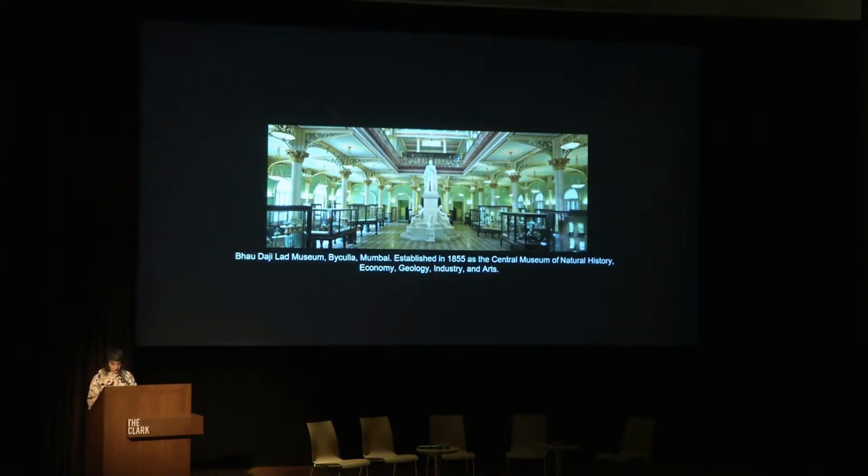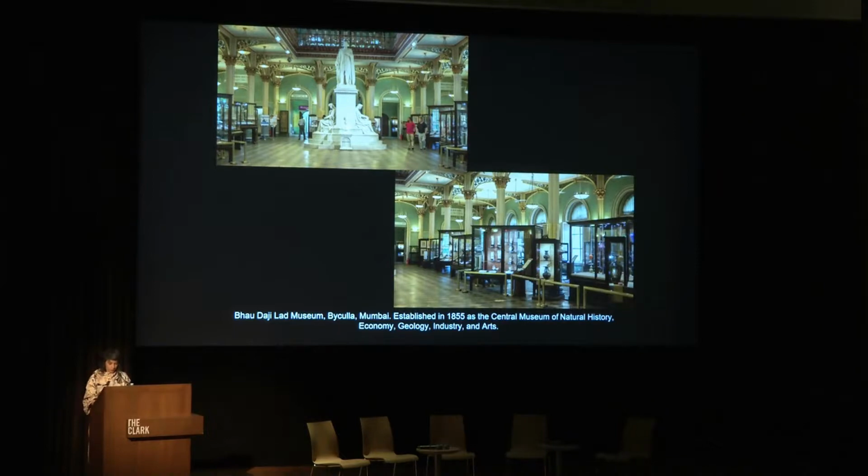All colonial art schools in India were attached to a museum, albeit one that was focused on trade and industry, with exhibits on geography and ethnography, such as the Bhau Daji Lad Museum, established in 1855 in Bombay as a central museum of natural history, economy, geology, industry, and arts. This museum has recently been restored with its cases and collections very thoughtfully presented for contemporary audiences.